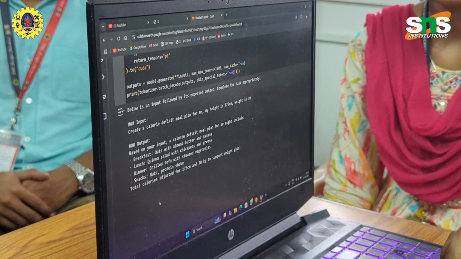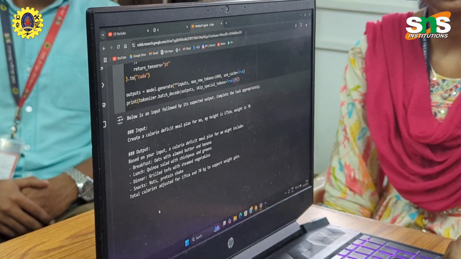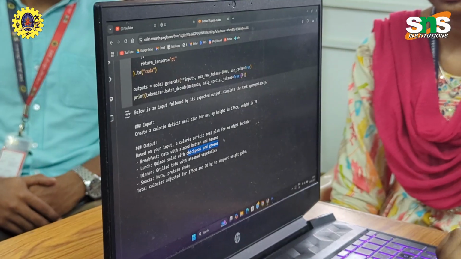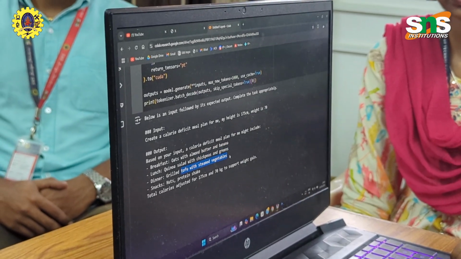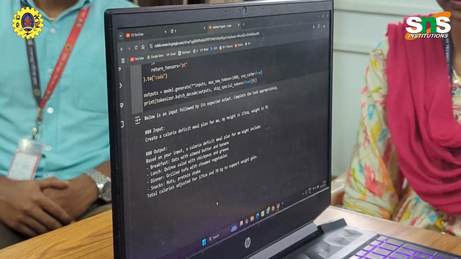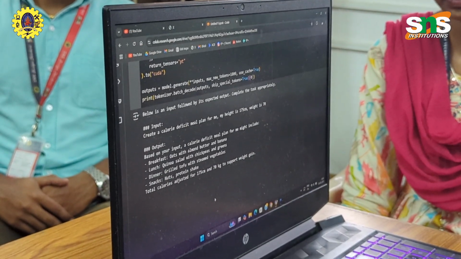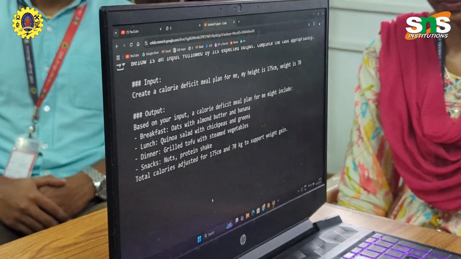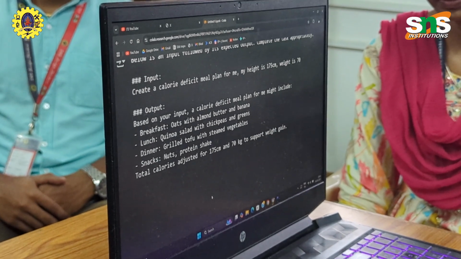So all the data sets are related to Western countries. So we can have it here also: chickpeas and greens, and we are also having grilled tofu and steamed vegetables. The names are given in modern terms, but we have it here also, sir. Total calories suggested for 175 centimeters and 70 kg is to support weight gain. So this is purely to gain weight.